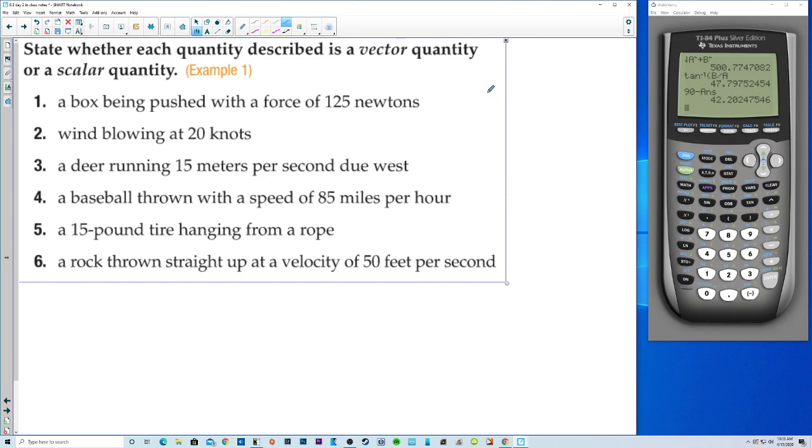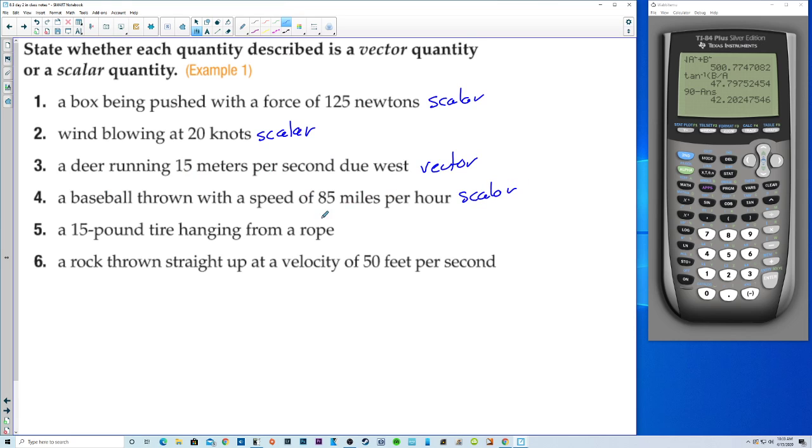And I thought we could review. State whether each quantity described is a vector quantity or a scalar. A box being pushed with a force of 125. That's a scalar, because it doesn't say direction. Wind blowing at 20 knots. That's a scalar. No direction there. A deer running 15 meters per second due west. That's a vector. A baseball thrown with a speed of 85 miles per hour. That's scalar. There's no direction. A 15-pound tire hanging from a rope. That's a vector because we know the direction is down.